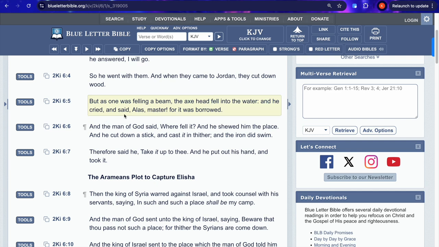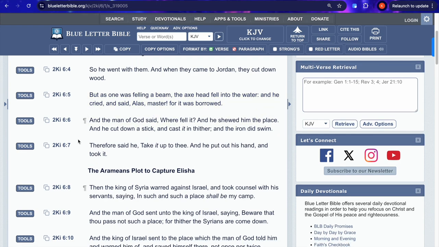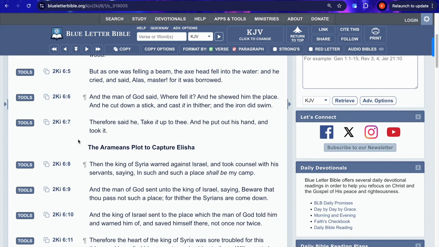and then the head of the axe fell into the water, and it's heavy, so it's gonna sink. And he cried and said, Alas, my master, or alas, master, for it was borrowed, so that's not mine, I don't own it. And the man of God said, Where fell it? And he shewed him the place. And he cut down a stick and cast it in thither, and the iron did swim.